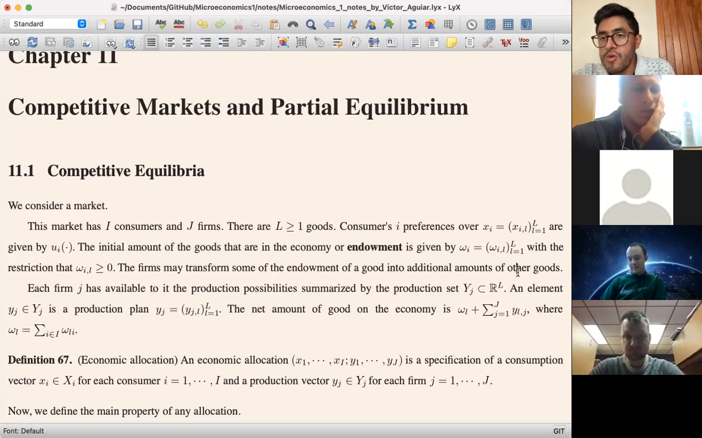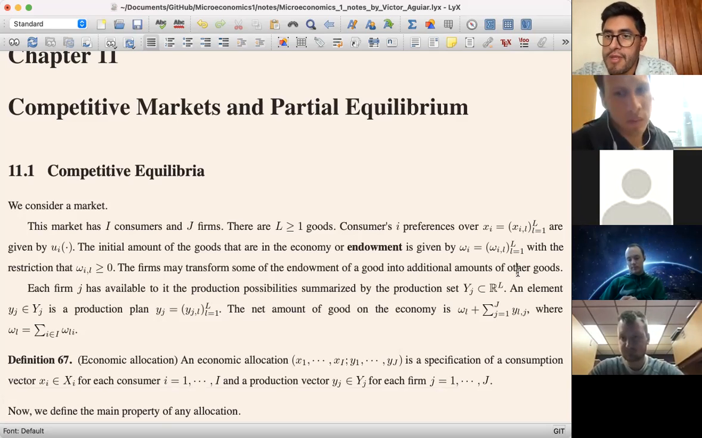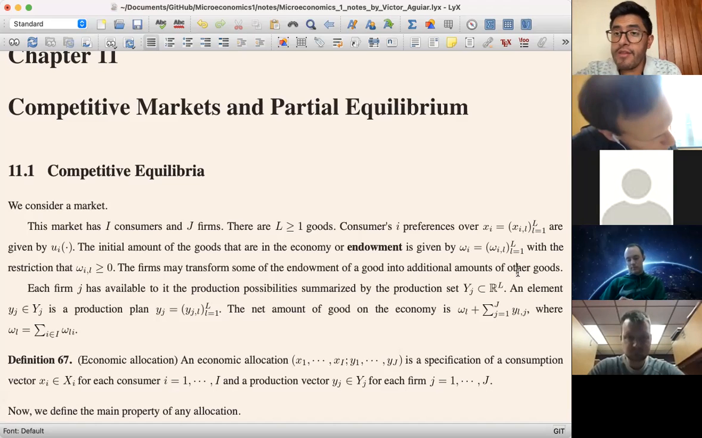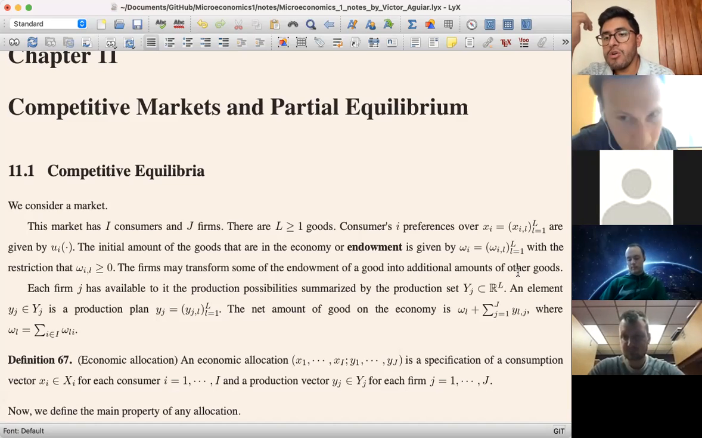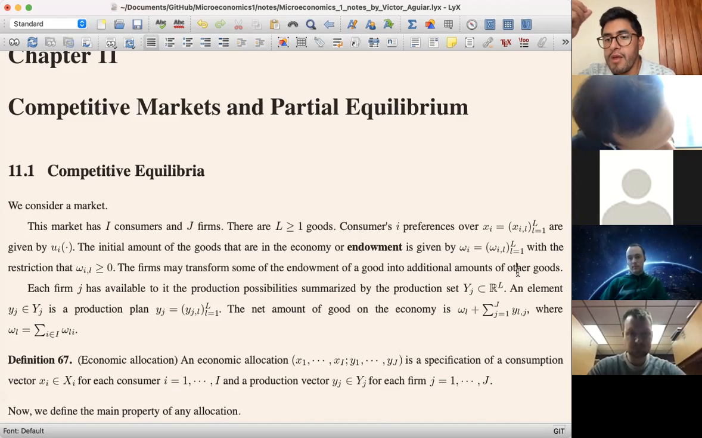Also, an alternative use of this apple is that the consumer just directly eats the apple, right? So that's essentially two possible uses of an endowment good. Now, each firm here is going to have available to it the production possibilities summarized by the production set. So remember from the videos, the production set is this mathematical description of basically the technology of a firm that transforms inputs into outputs, right?